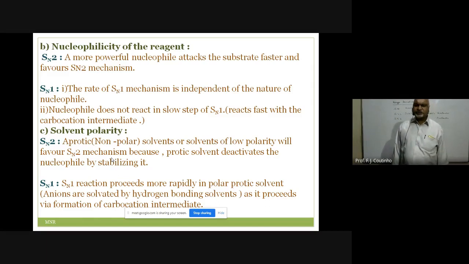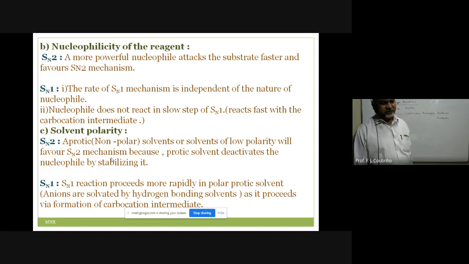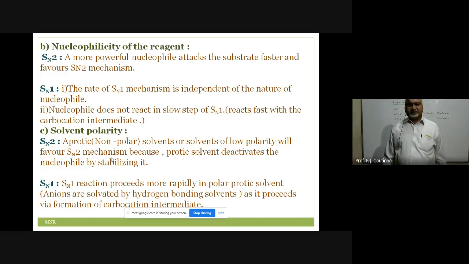Next thing which you should know is solvent polarity. What is polarity? Something we have known from geography: North Pole, then South Pole. Pole means opposite. If you bring two magnets with like poles, they repel, but unlike poles attract. Similarly here, there is a polar positive and negative. So aprotic, that is non-polar solvents or solvents of low polarity, will favor the SN2 mechanism, because a protic solvent deactivates the nucleophile by stabilizing it.